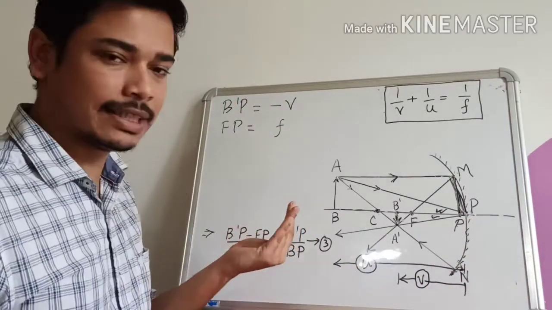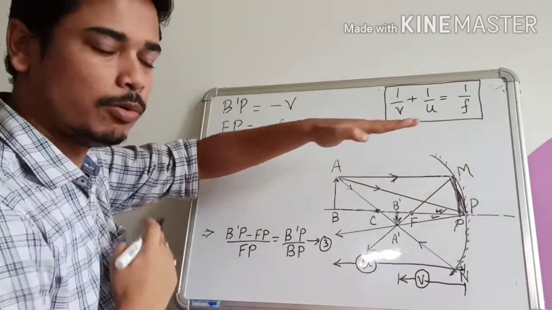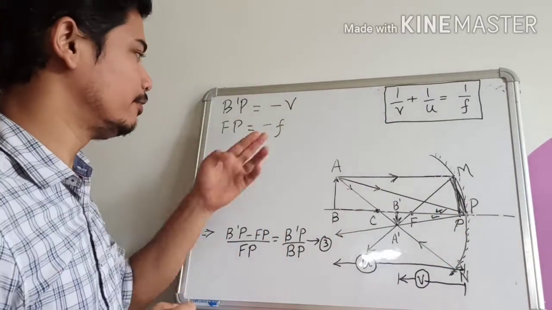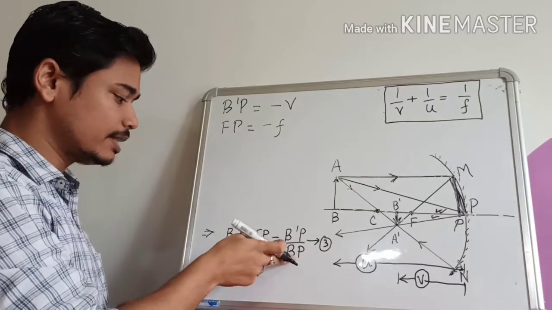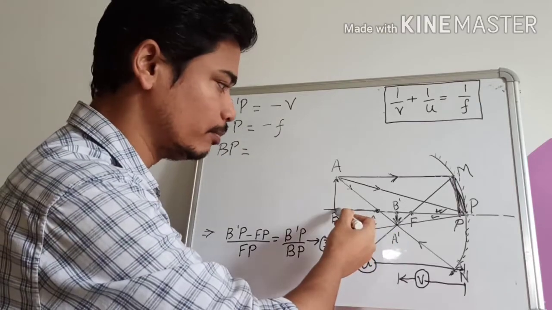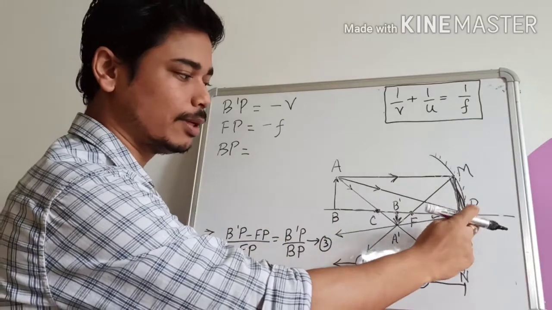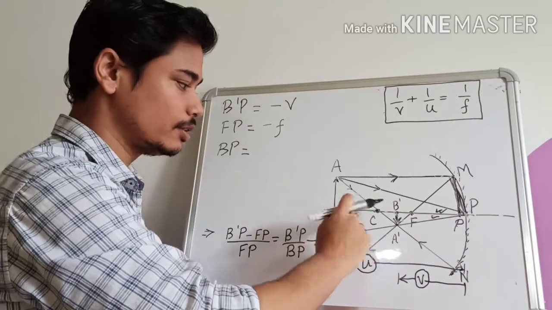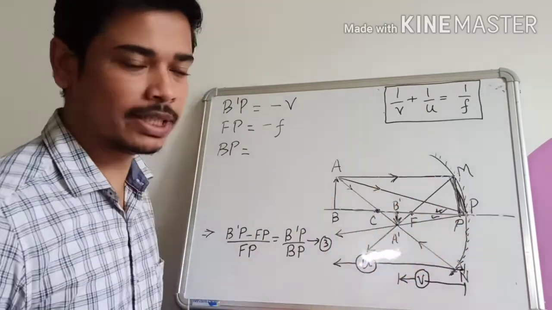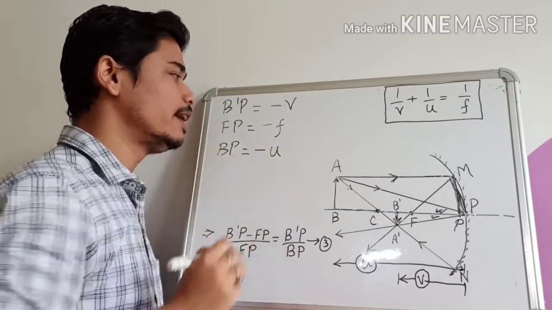Now see, all the distances are measured from the pole of the mirror. The incident ray is going in this direction, we are measuring the distance in the opposite direction. So in this case also, there will be a negative sign in front of the small f. What is the other term? BP. So BP is from this point to this point. We are measuring from the pole to this point, which is the object. That means the distance BP is nothing but the object distance, so this will be u. But since we are measuring in the opposite direction, we have to put a negative sign here.